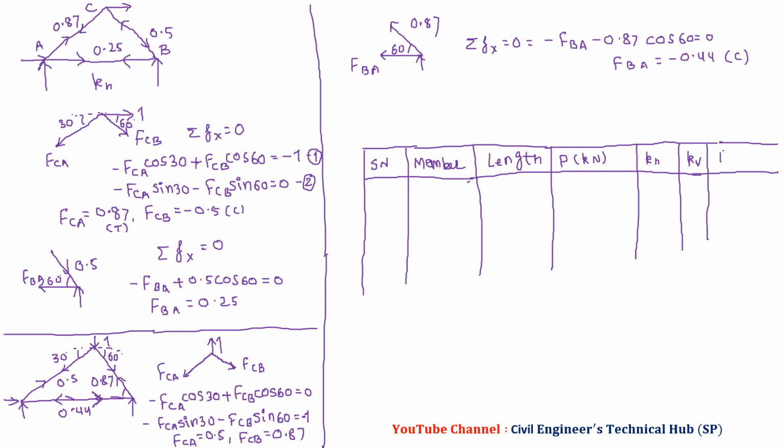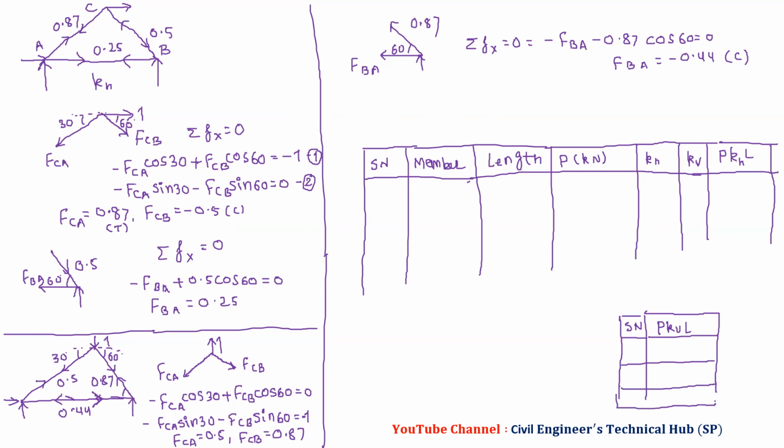Then we have PKHL, and then we have another column which I will write below, and that will be PKVL. This I will mention as serial number, and then here we have again three rows. So we have one, two, and then we have three. So now we will start with this.